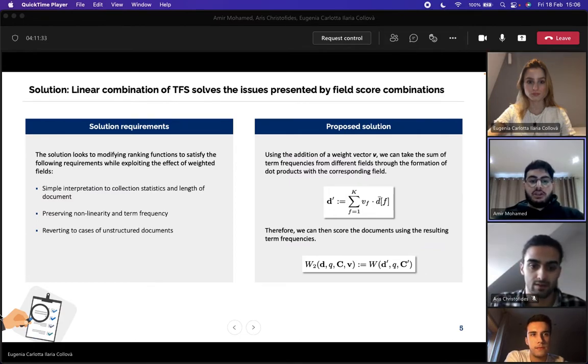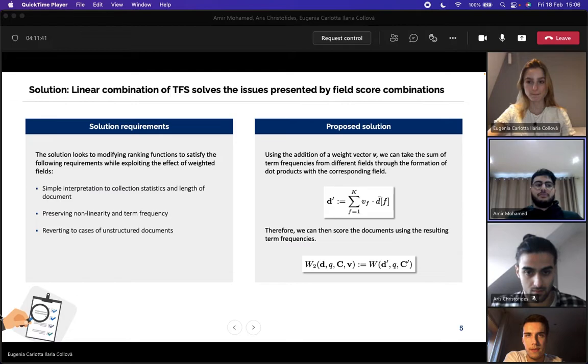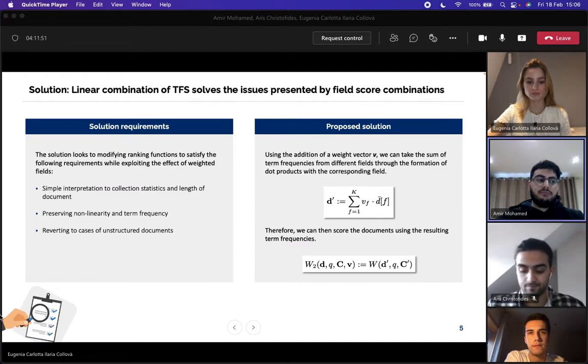The proposed solution is as follows. By using the addition of a weight vector, we could take the sum of term frequencies from different fields through the formation of dot products with the corresponding fields. Therefore, what we could do is score the documents using the resulting term frequencies.